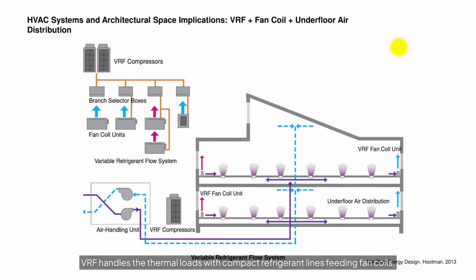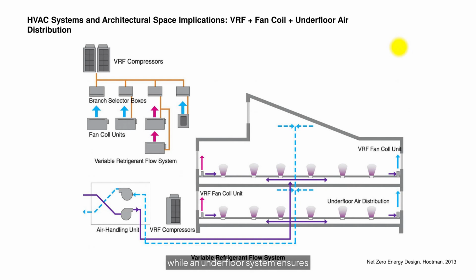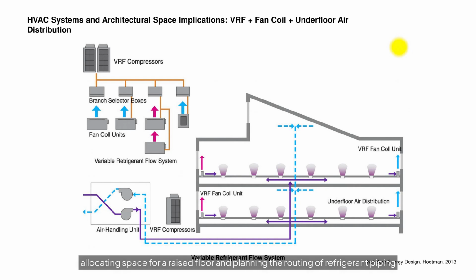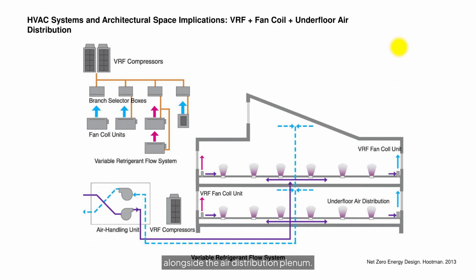VRF handles the thermal loads with compact refrigerant lines feeding fan coils, while an underfloor system ensures air ventilation is delivered low in the space for efficient stratified cooling, unlike traditional diffusers above the ceiling. This results in improved energy performance and comfort, but it requires careful coordination in design, allocating space for a raised floor, and planning the routing of refrigerant piping alongside the air distribution plenum.